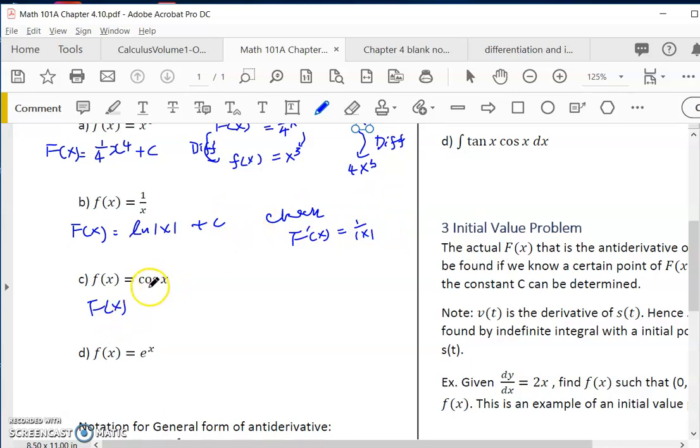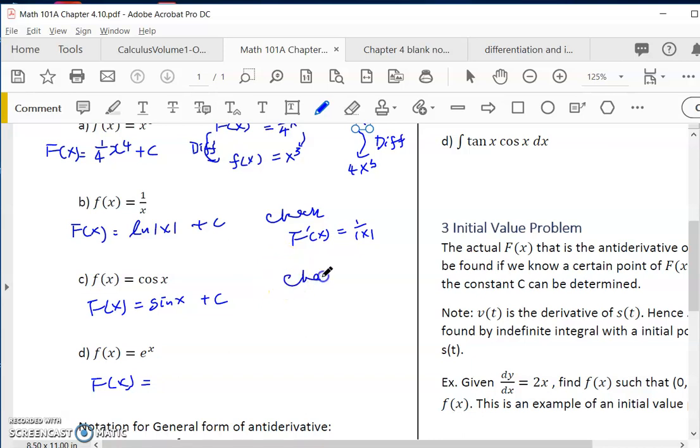Okay, so cosine x. What is the original function so that when I do the derivative it is cosine x? Everybody knows it is sine x, so sine x plus c. Okay. Do I do negative? No, because when you do the derivative of sine x, you only get cosine x. Okay. What about e of x? What was the original function? So when you do a derivative, you get e of x. So you can say here, check.